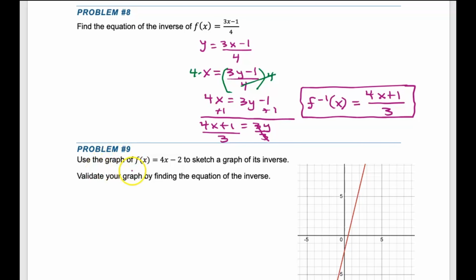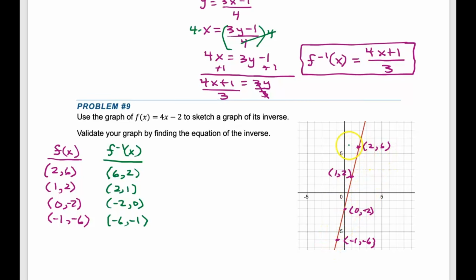Now let's look at problem 9. Use the graph of f of x equals 4x minus 2 to sketch the graph of its inverse. And then we're going to validate our graph by finding the equation of the inverse. So let's first look at the points that we can find on that f of x graph. I plotted some points on here that I could tell were exact points. The ordered pairs 2, 6, 1, 2, 0, negative 2, negative 1, negative 6. And I also wrote them over here.